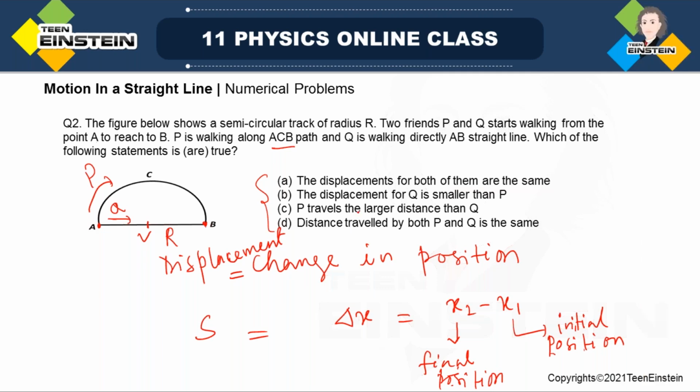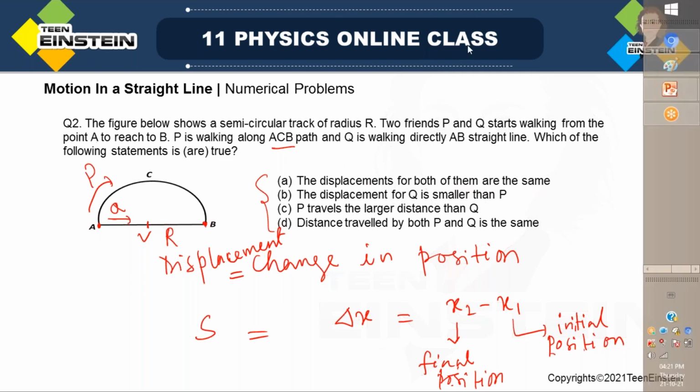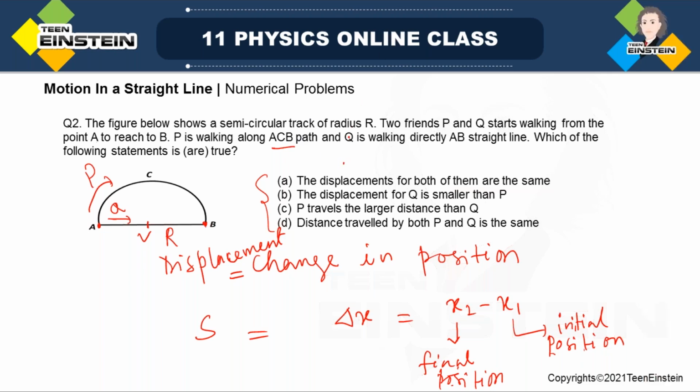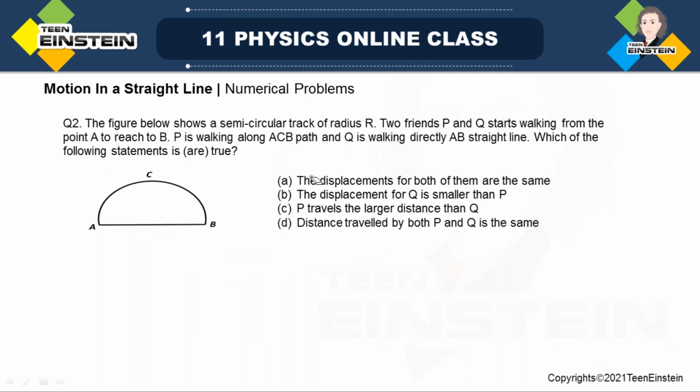Okay. So the final position also same for both of them. The initial position is A, final position is B for both of them. So the displacement is going to be the same for both of them. I hope you have understood it. You had some misunderstanding. Now I hope it is clear for you. Okay, I'll clean everything. Now we'll see the second option.